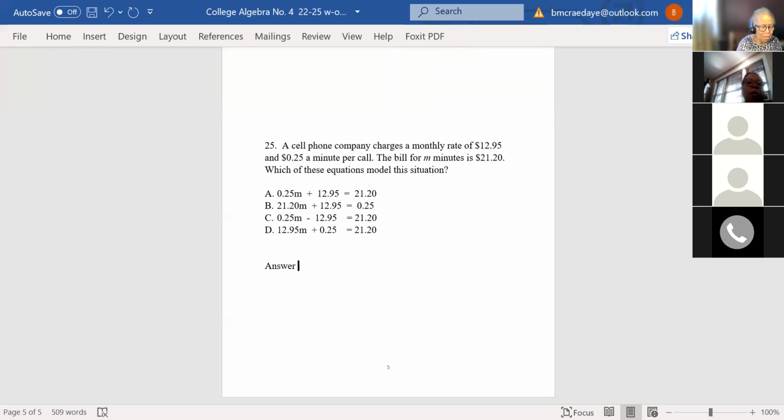Yeah. And that means the 25 cents has to be multiplied by M. The bill for M minutes. You see this? The bill for M minutes. You see that, LaToya? So that means that 25 cents has to be multiplied by M. And you only see that in A and C. So which one is it?